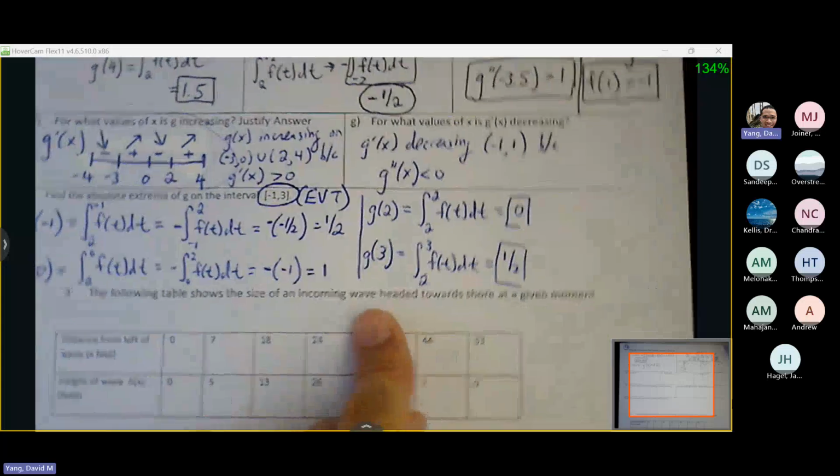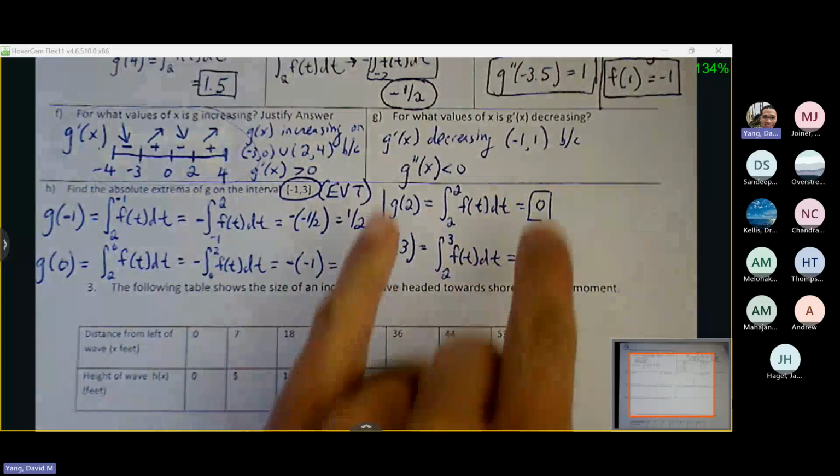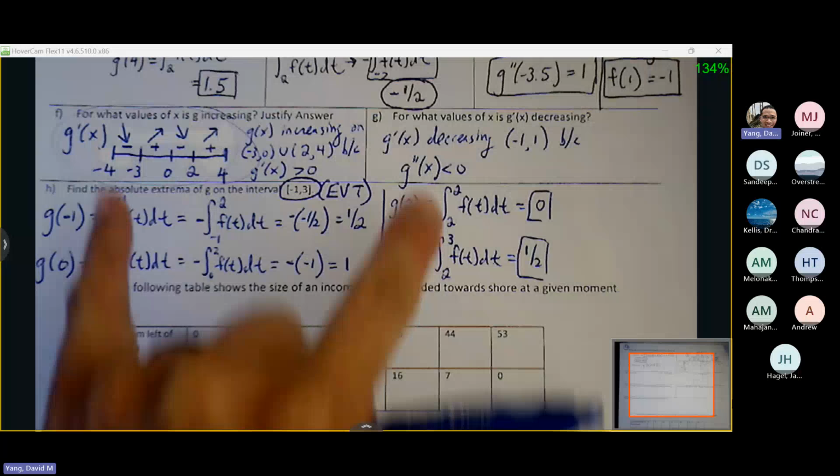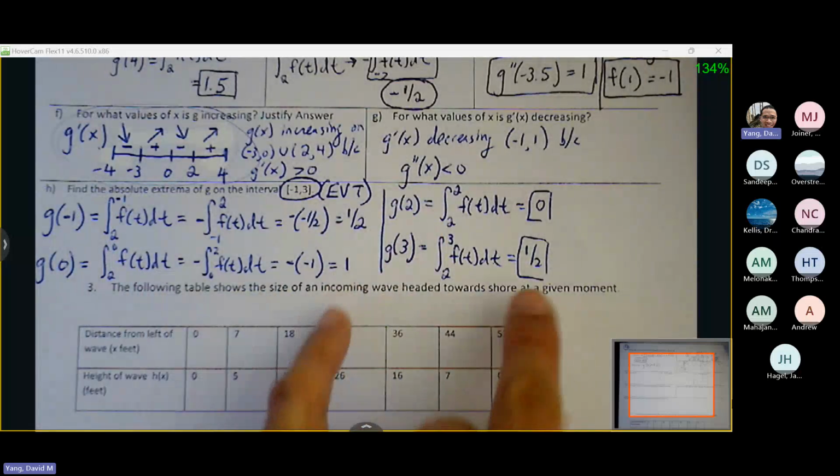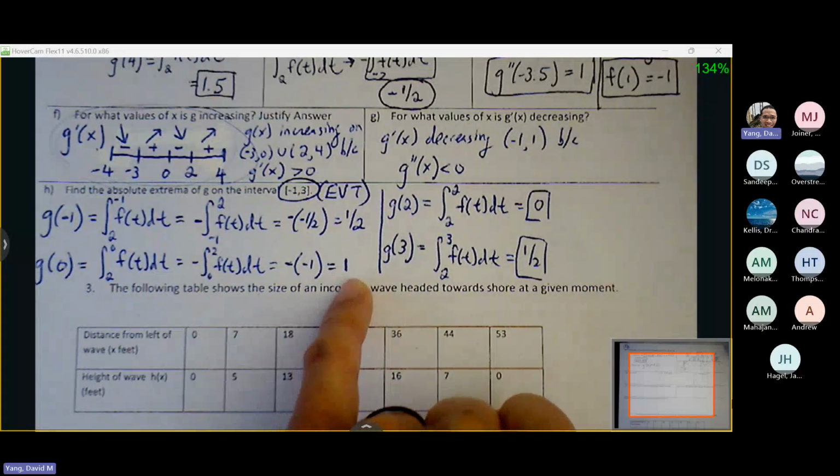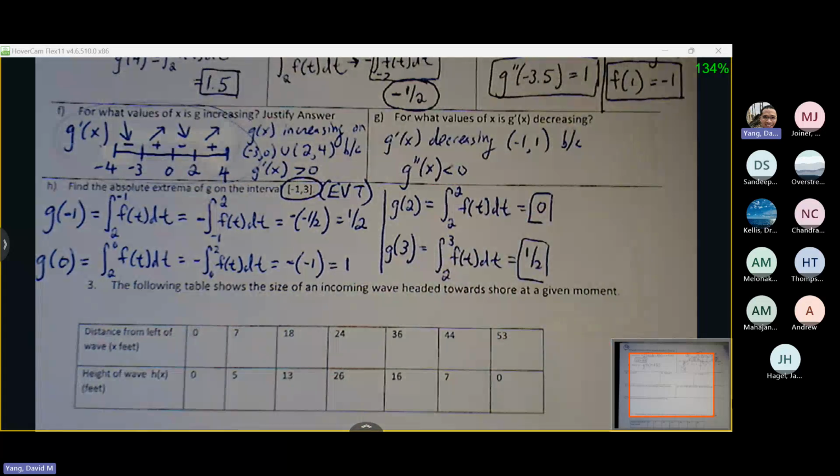Right, so our end goal here is to identify the highest and lowest y values. We don't really care about the x value location, just the y value. So the highest, largest number we see is a 1. That's my absolute max, and my absolute min is 0.